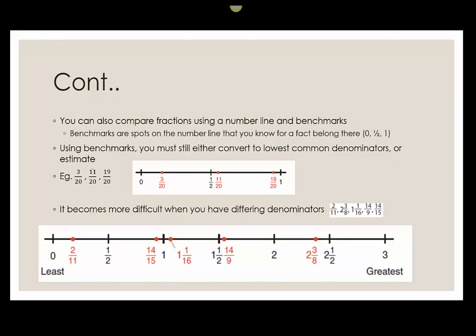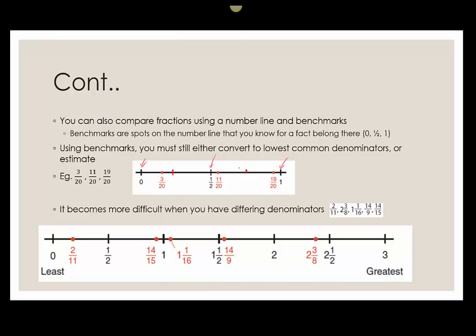You can also compare fractions using number lines and benchmarks. Benchmarks are those spots on the number line where you know exactly where they have to go: 0, halfway through your line, and 1 full mark. Those are all considered benchmarks because you know exactly where they should be. You could also use 1/4 and 3/4 as benchmarks because you know exactly where they have to go.